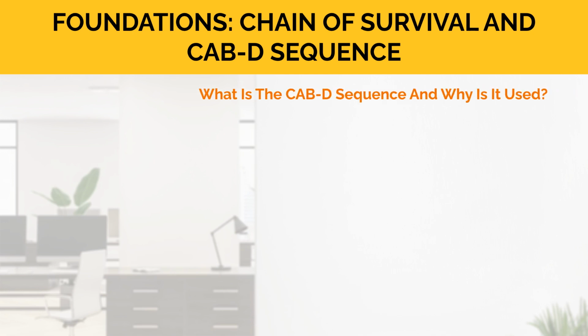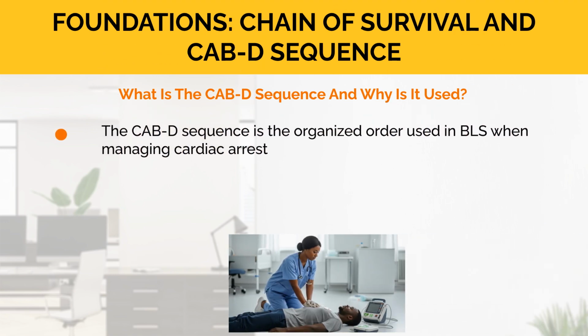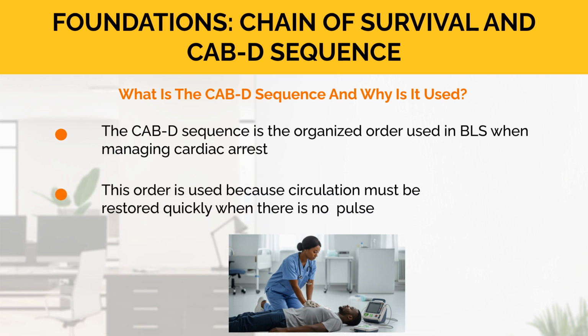Next, what is the CABD sequence and why is it used? The CABD sequence is the organized order used in BLS when managing cardiac arrest. This order is used because circulation must be restored quickly when there is no pulse.